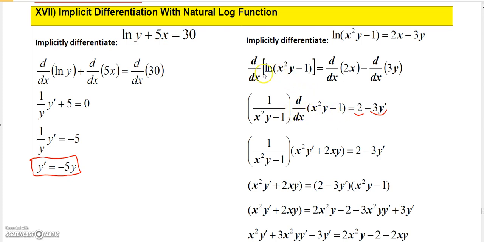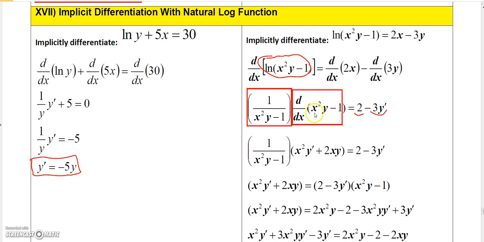Okay, now, what about when I take the derivative of this natural log? Well, remember, the derivative of natural log of u is what? It's 1 over u, which would be this, right? That's 1 over the argument. And then times the derivative of the argument. So then I would have to multiply it by the derivative of that argument.